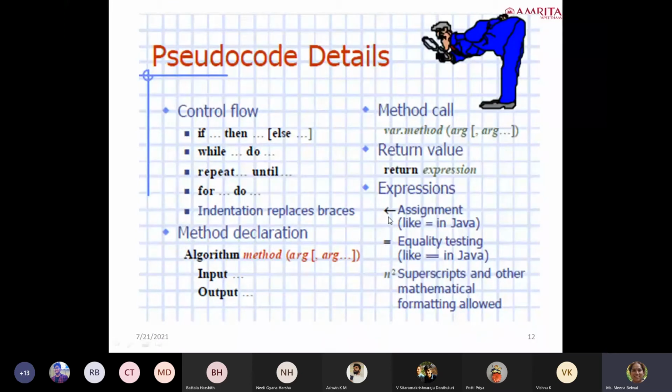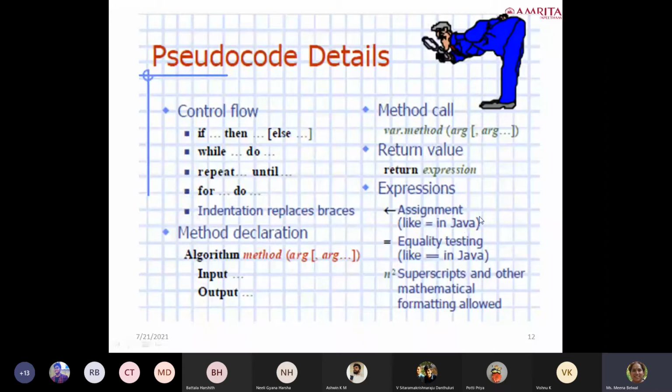So like this, the equal sign, that is the assignment, is replaced with this left arrow. Okay, so this equal in Java or in C, that is assignment, or any other language, we have replaced with this left hand side arrow.